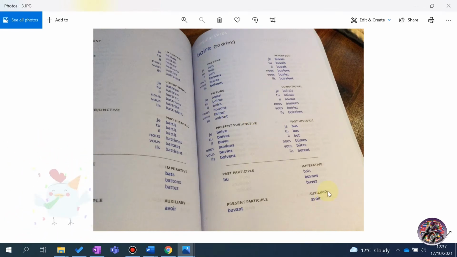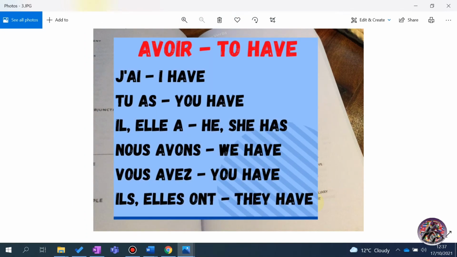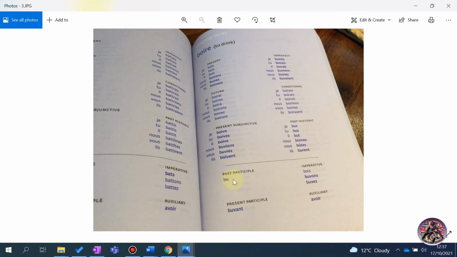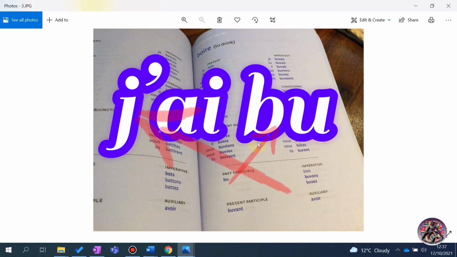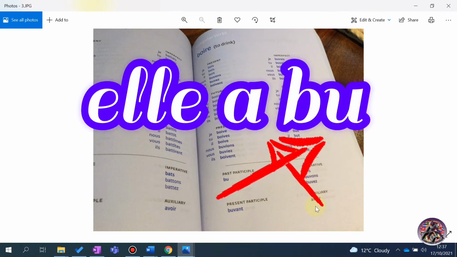Here it tells you, you have to watch out for the auxiliary. It tells you that it's avoir, which means you have to use j'ai, tu as, il a, nous avons, vous avez, ils ou elles ont. And it tells you to use the past participle, the second part of your perfect tense. It's just bu. So if you wanted to say, I went to a party and I drank orange juice, that's the one you use. You say j'ai bu. That's it. If you're talking about your pen pal and it happens to be that she's a girl, so you would say elle a bu.